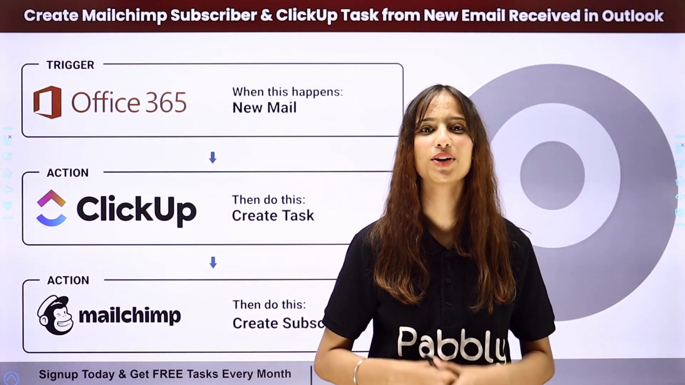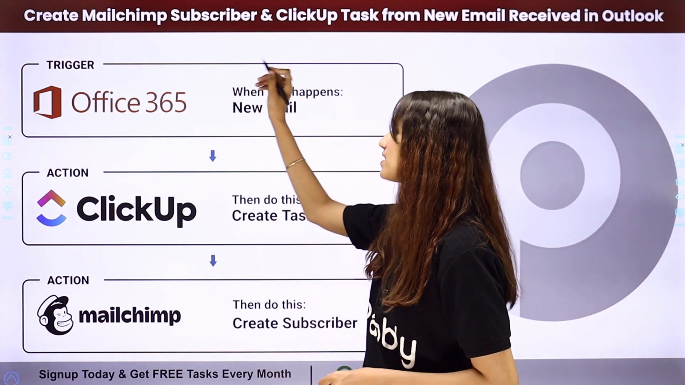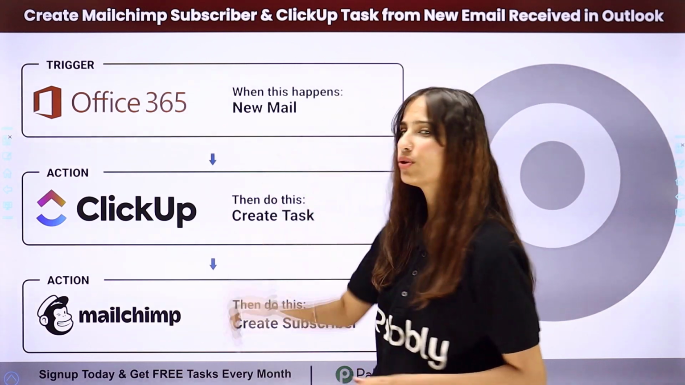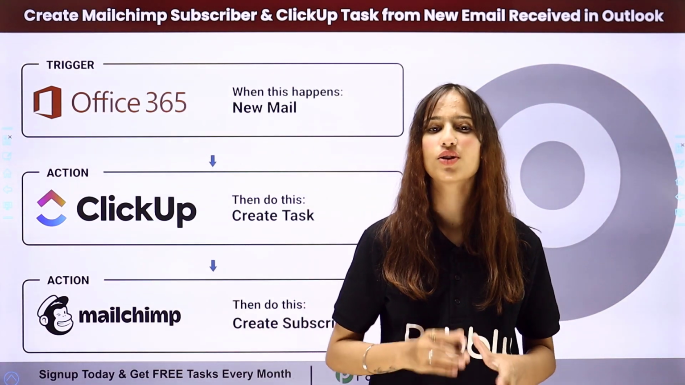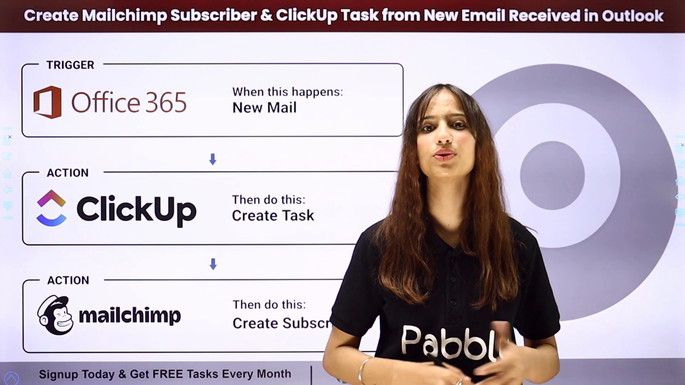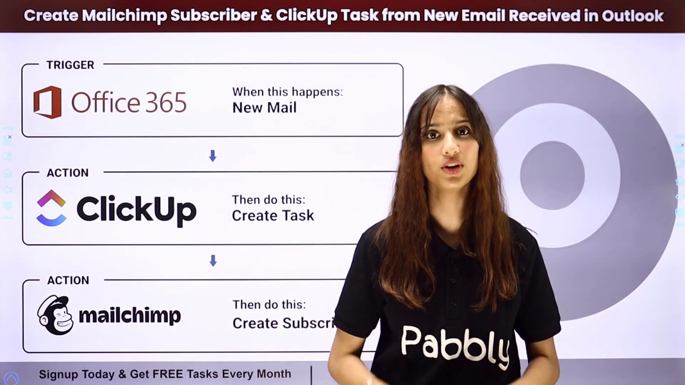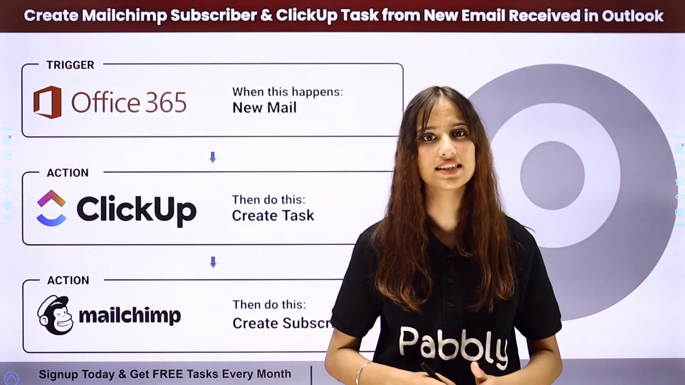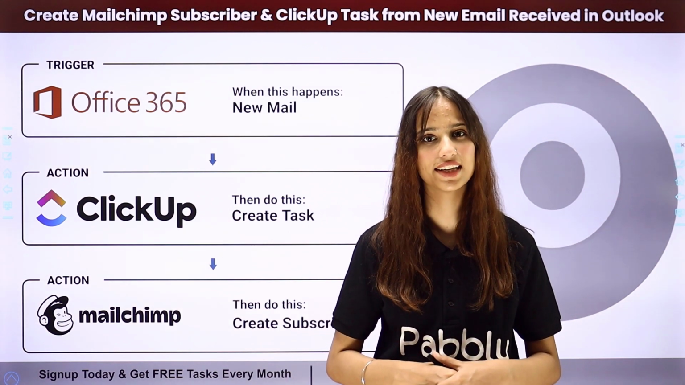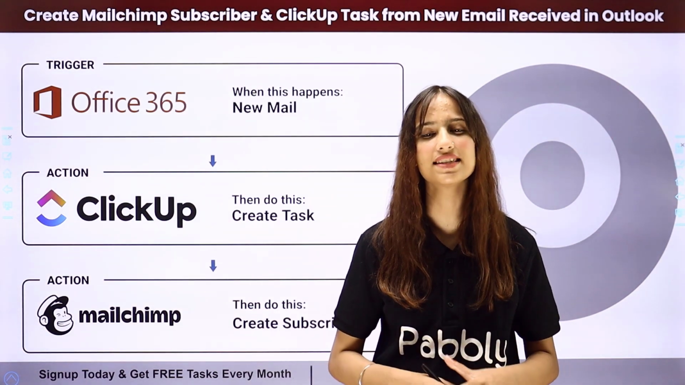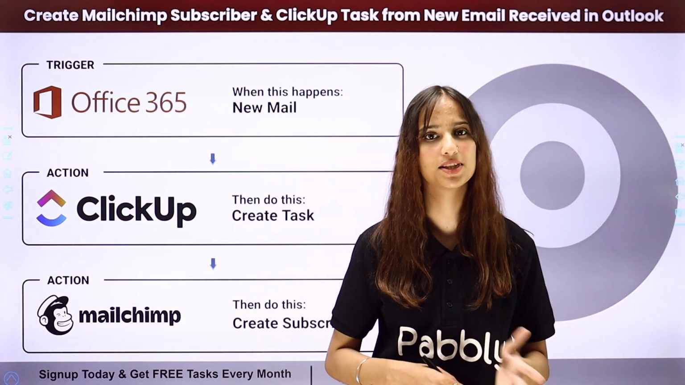So in today's video we are going to understand how to create Mailchimp subscriber and ClickUp task from new email received in Outlook. So here my objective is that whenever I am going to receive a new email in Outlook, then I want to create a task in ClickUp, and once the task is created, I also want to add the sender as a subscriber in my Mailchimp account.